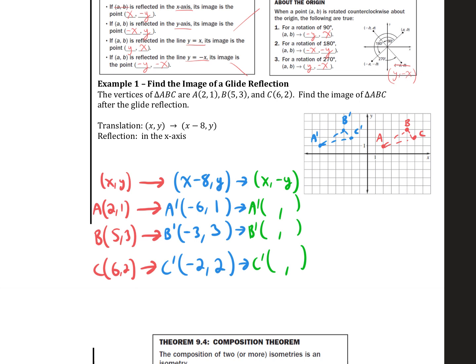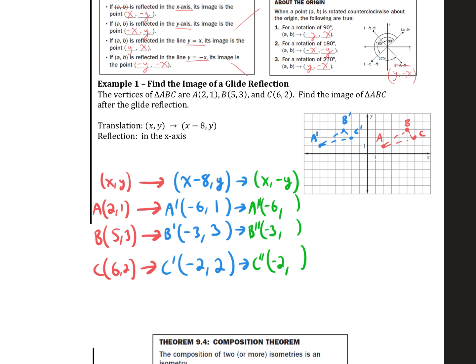Go ahead. All right, well, the x's are going to stay the same. Well, actually, this is A double prime. I goofed up. A double prime, B double prime, C double prime. Okay? Each transformation is going to be another prime. So, x is going to stay the same. We have negative 6, I mean. Negative 3 is going to stay the same, and negative 2 is going to stay the same.